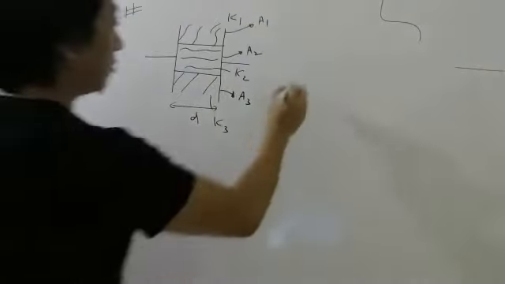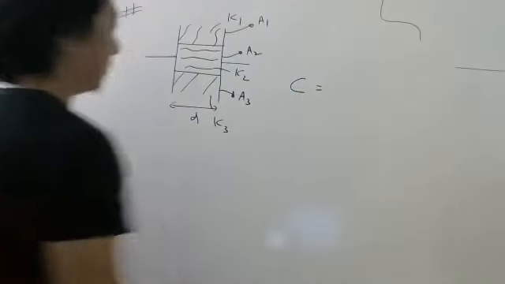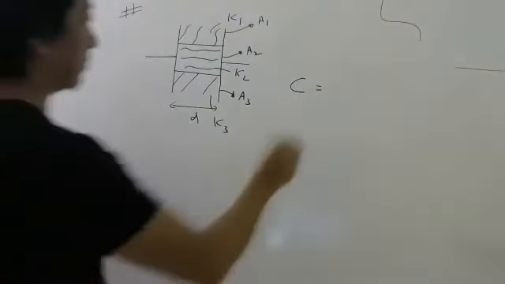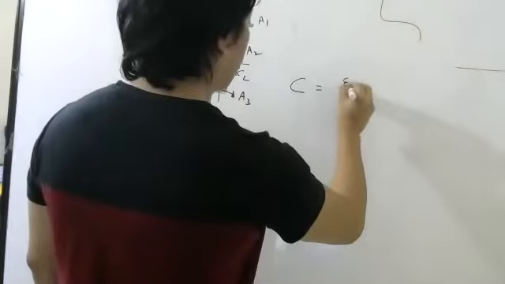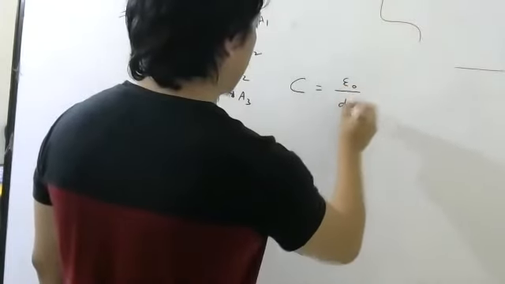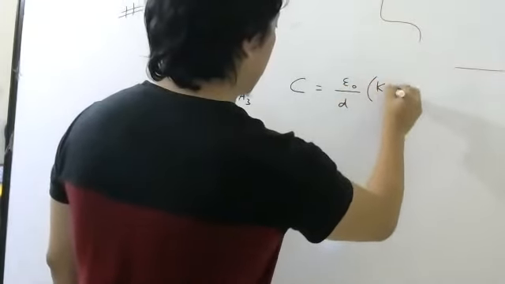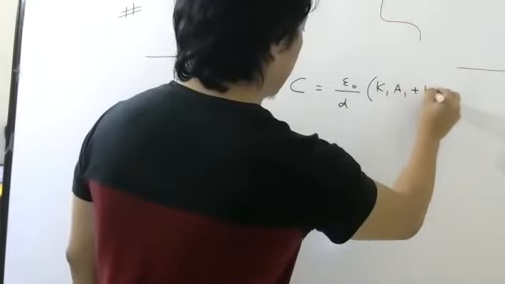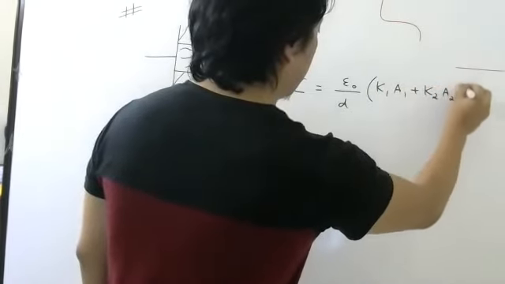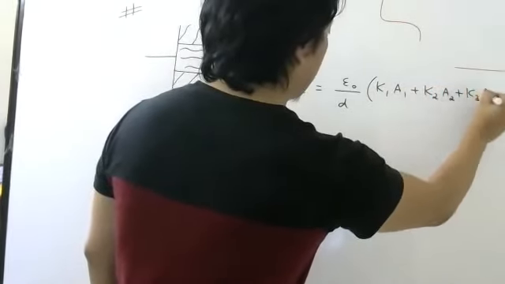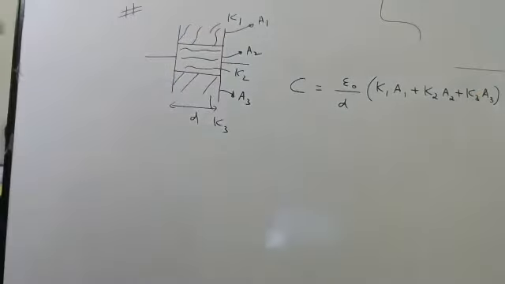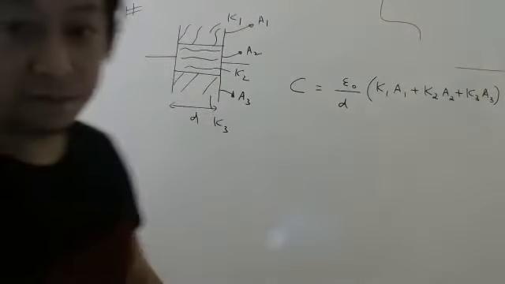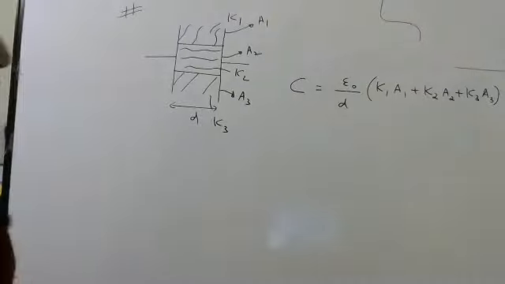Okay. Then the formula for capacitance is epsilon naught by D, K1 A1 plus K2 A2 plus K3 A3. So this is the formula. I will explain how it comes, but first you write the formula.